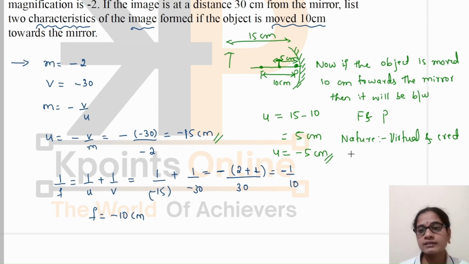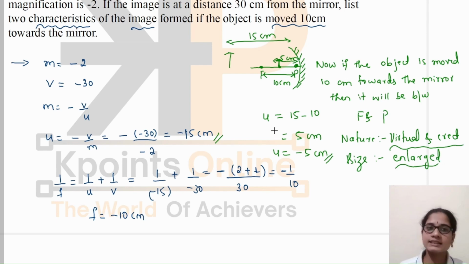And what is the size of the image? It will be enlarged. We know that when the object is placed between focus and pole, in case of concave mirror, then the nature of the image will be, it will be virtual and erect and it will be enlarged. This is the characteristic of the image formed in this case.